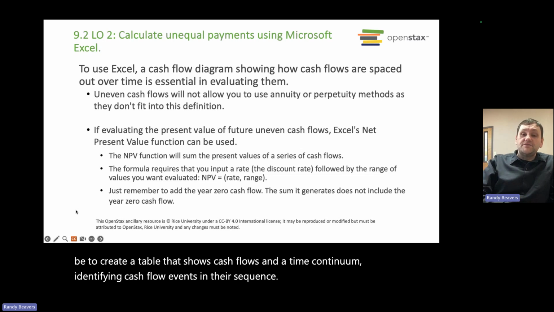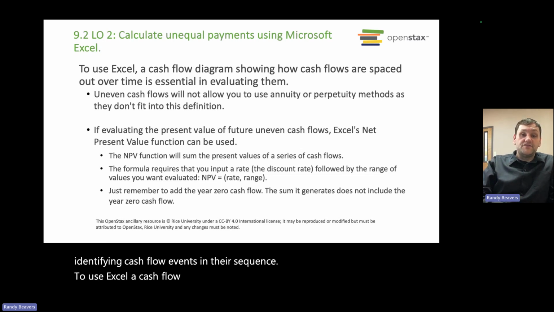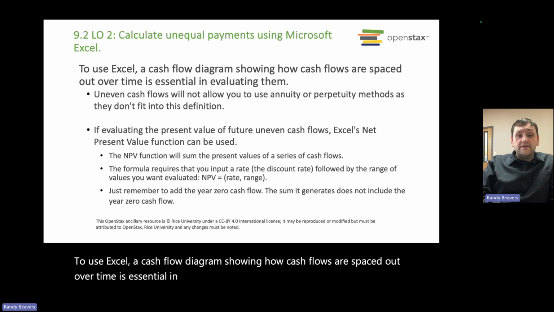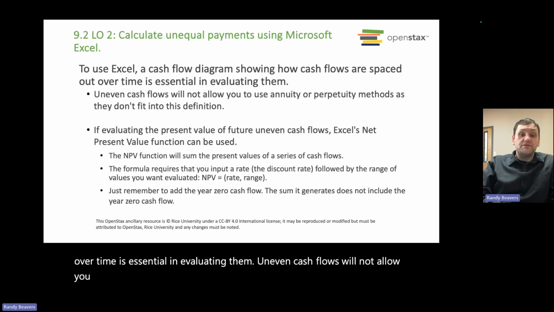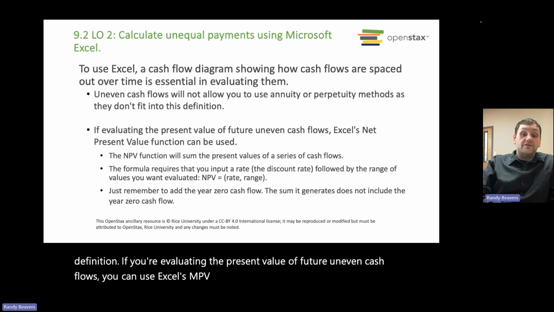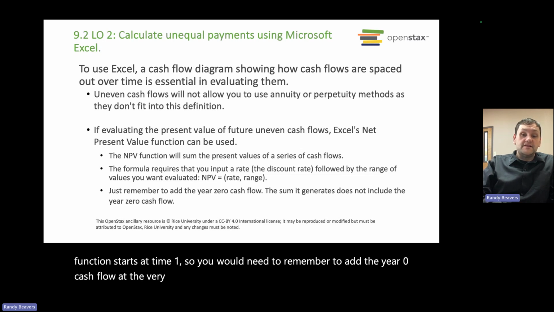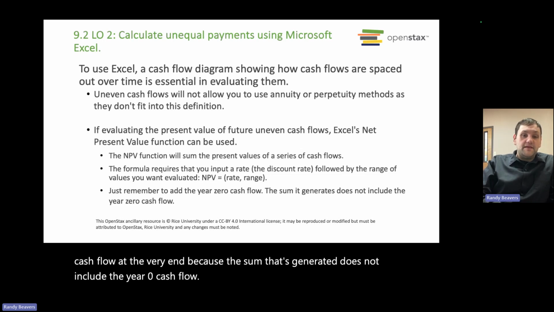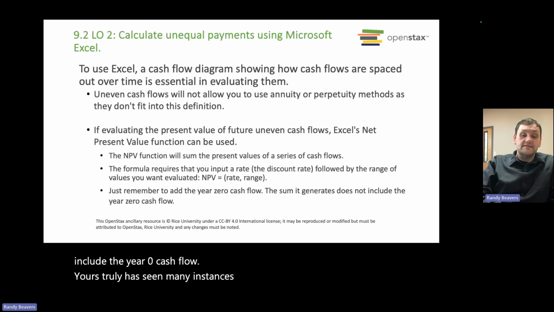To use Excel, a cash flow diagram showing how cash flows are spaced out over time is essential in evaluating them. Uneven cash flows will not allow you to use annuity or perpetuity methods, as they don't fit into this definition. If you're evaluating the present value of future uneven cash flows, you can use Excel's NPV function. However, note that the NPV function starts at time 1, so you would need to remember to add the year 0 cash flow at the very end, because the sum that's generated does not include the year 0 cash flow. Yours truly has seen many instances where students and businesses that I consult with have made this error.